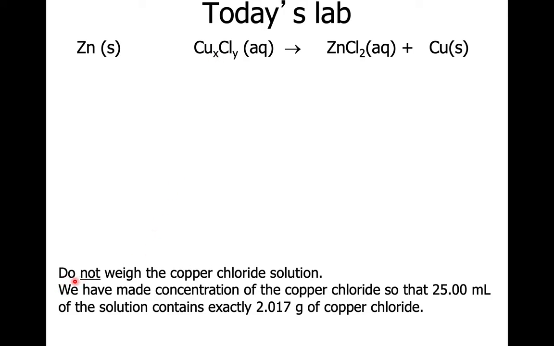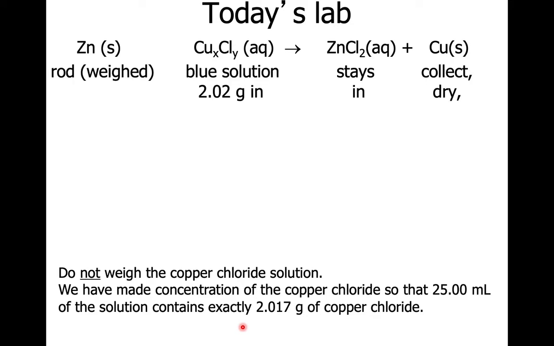Here's a few things, and I'll say this a couple of times. Do not weigh the copper chloride solution. We've made the concentration of the copper chloride solution so that 25.00 mLs of the solution contains exactly 2.017 grams of copper chloride. You're going to start with a zinc rod. We've set this up for you so that the zinc, which you will weigh, will be in excess. The copper chloride solution will be the limiting reagent, and the zinc chloride is very soluble in water. It stays in solution, and the copper metal will precipitate from the solution.